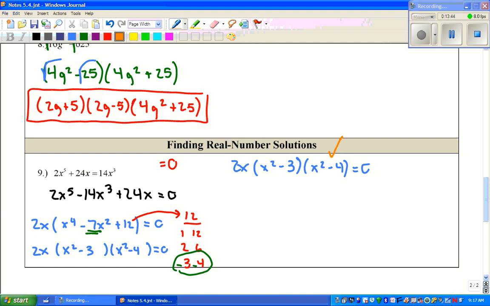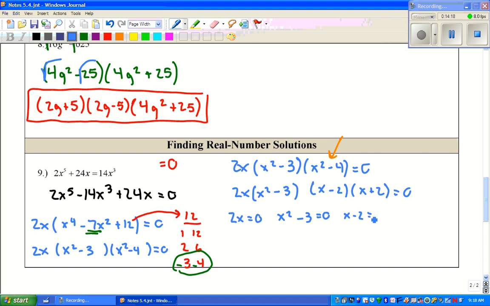This one right here we should recognize as the difference of two squares. So when you factor this one, you end up with x minus 2, x plus 2. Let me erase that, hold on. It should have been plus 2, x plus 2. And then you've got your 2x, and your x squared minus 3 right here, and it all equals 0. I'm going to set all these equal to 0 now and find my solutions. 2x equals 0. X squared minus 3 is equal to 0. X minus 2 is equal to 0. And x plus 2 is equal to 0.